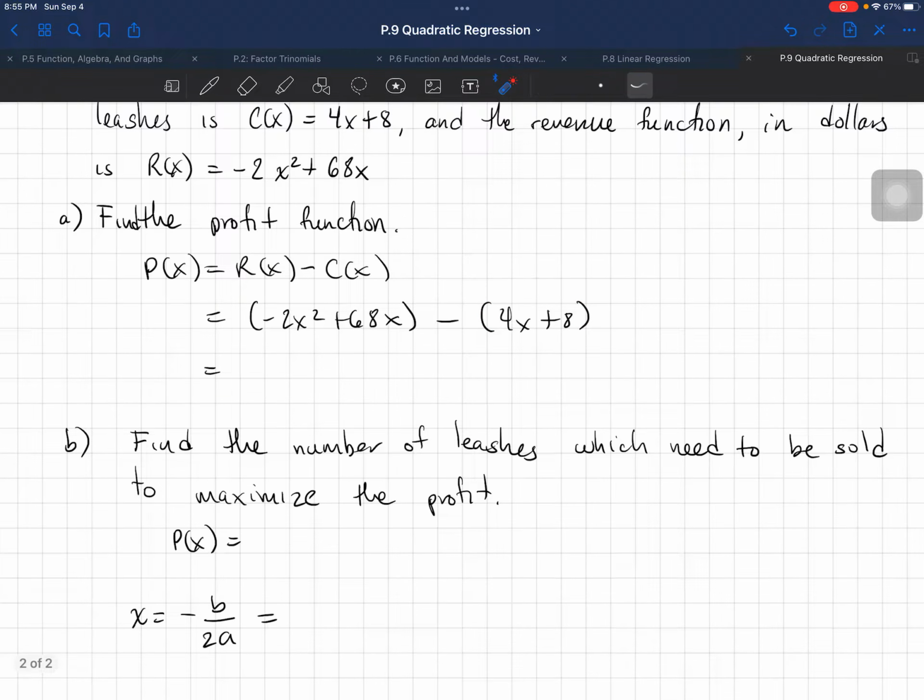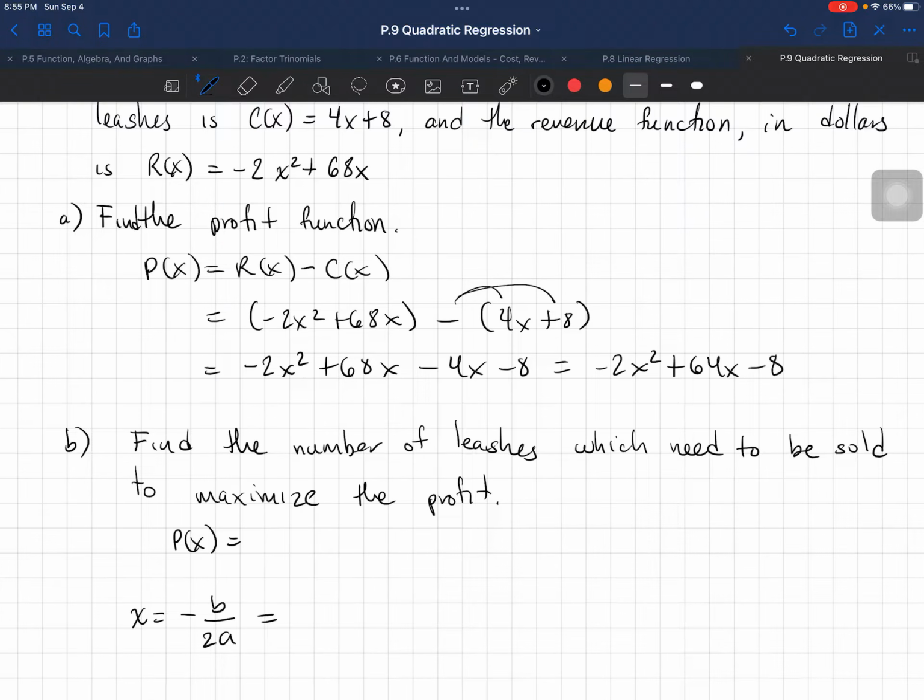So now the next part is to use distribution here, and so we can drop the parentheses for the first expression, minus 4x minus 8, which gives us minus 2x squared plus 68x minus 4x minus 8. That gives us the profit function. So there you go. We found the profit function.